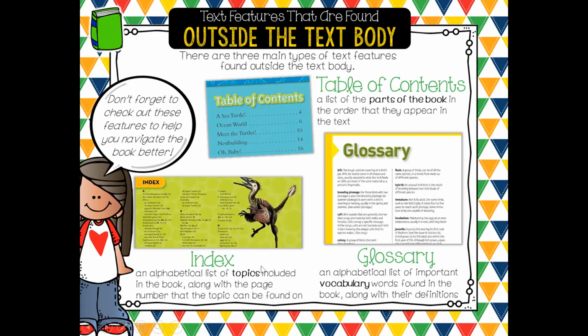The index down here, it's an alphabetical list of topics included in the book, along with the page number that the topic can be found on. So if you pick up a book and you want to learn about a specific topic, you would go to the index and see if it's listed. If it's not listed, well, then that topic is probably not in the book. If it is listed, then it'll give you the page number so you can skip right to that page, and it helps you navigate through the text.